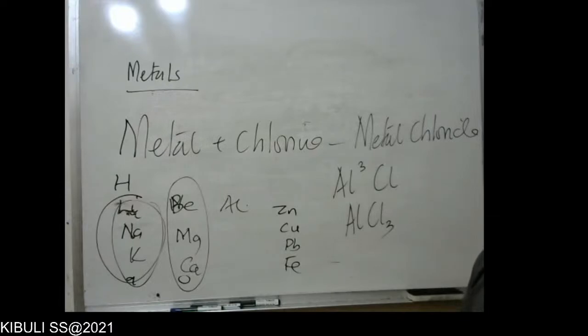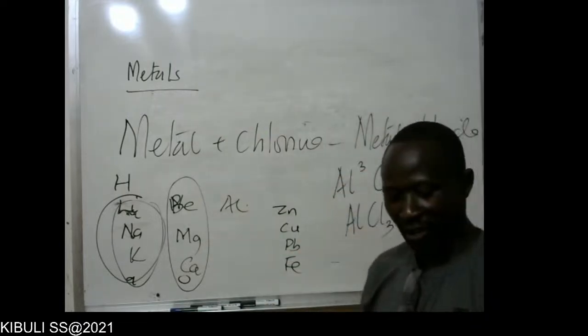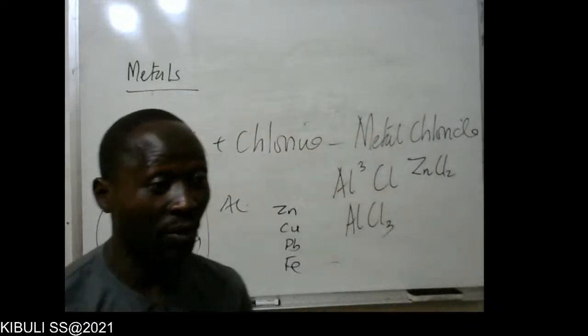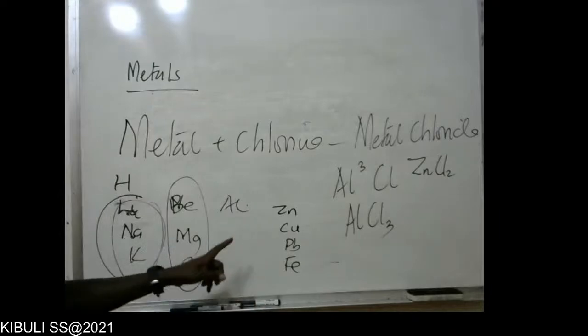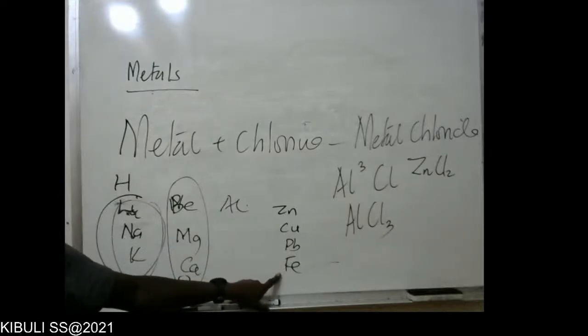AlCl3. What about zinc? Valence 2, chlorine, valence 1, interchange. Of all of these, you can write down the correct equation. Our biggest problem is iron does not give iron 2 chloride. It only gives iron 3 chloride.